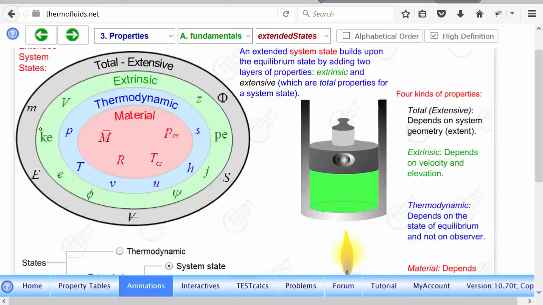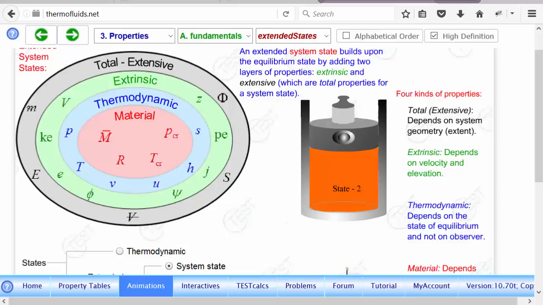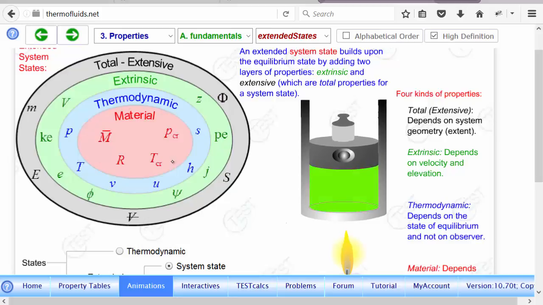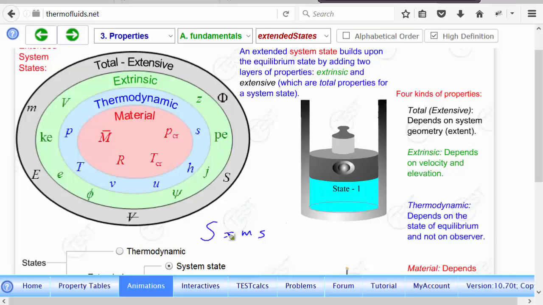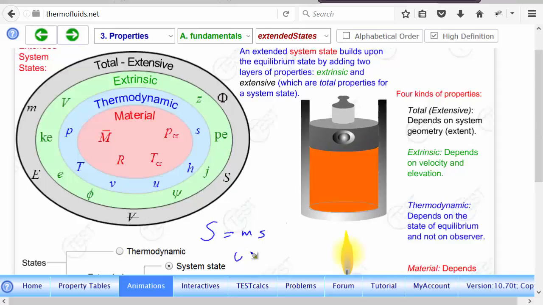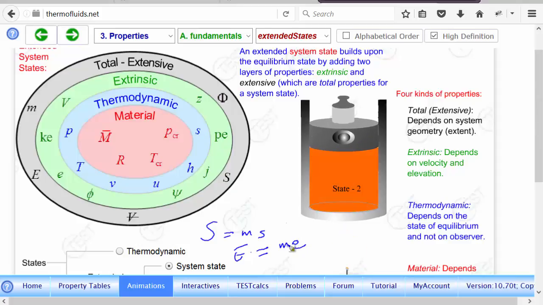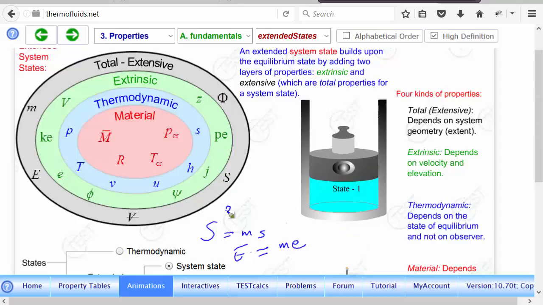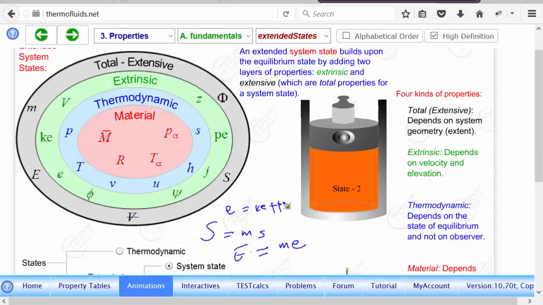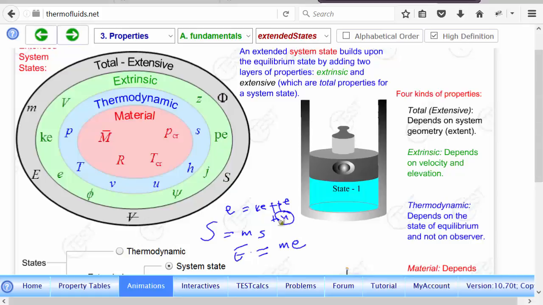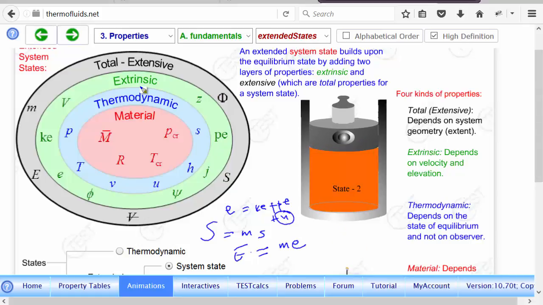Likewise, the extensive, the total property, the total mass, total energy, total volume, etc., can be also obtained from thermodynamic properties if you just know the mass of the system. So for instance, if you know the mass of the system and you know the specific entropy S, then the total entropy can be found very easily, because you know total entropy of the system will be mass times specific entropy. Similarly, total energy can be found from mass times specific stored energy. And how do you find specific stored energy? If you know Ke and Pe and U. So U is the thermodynamic property, and Ke and Pe are extrinsic properties from velocity and height.